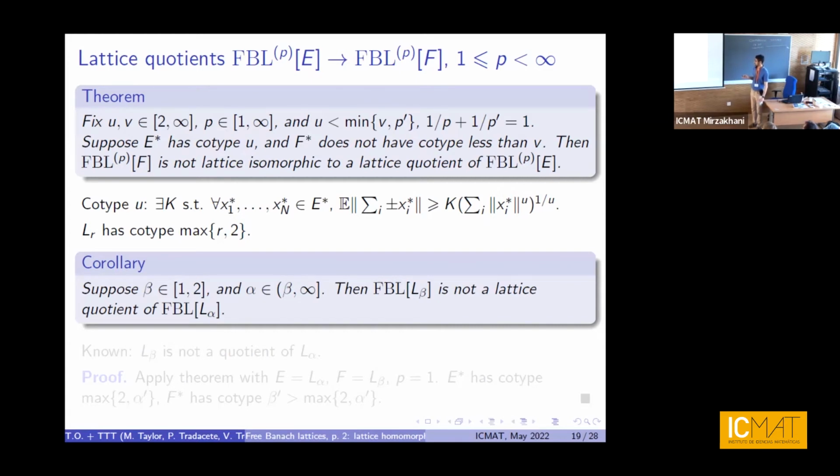Here, as a corollary of this theorem, we can say that, let's say we have alpha and beta. So beta is between 1 and 2, alpha is between beta and infinity. Then the free Banach lattice of L_beta is not a lattice quotient of the free Banach lattice of L_alpha. It's a classical fact that in this situation, L_beta is not going to be a quotient of L_alpha in the usual sense. So this result about the quotients of free Banach lattices is a generalization of this well-known fact.